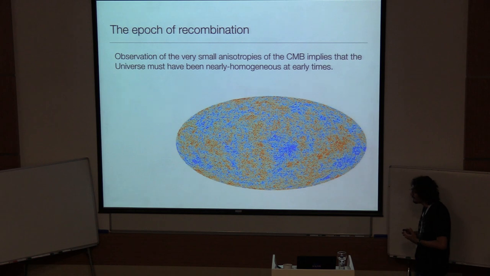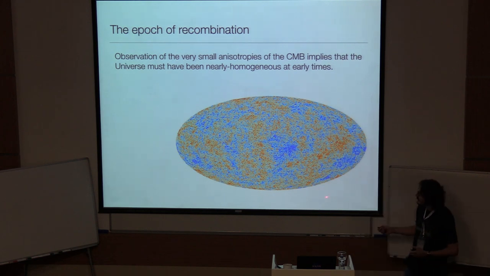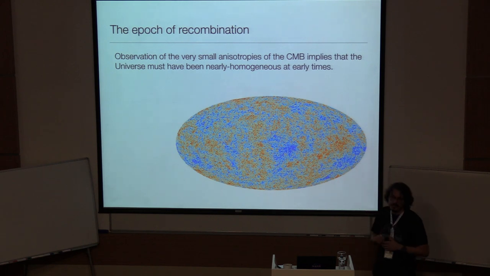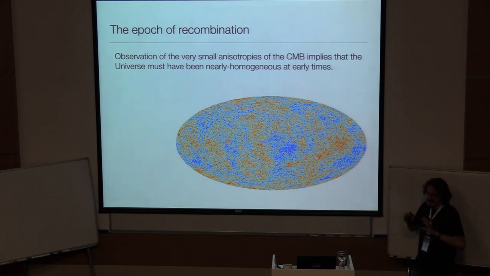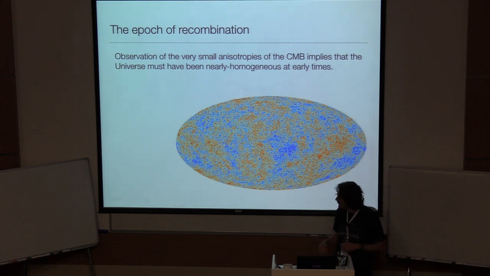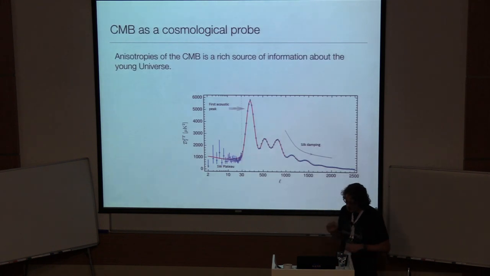We cannot produce them. The only way to produce them is to have additional structure at the time of recombination. And in order to produce that, you postulate the existence of an additional component called dark matter that starts growing its structure prior to the epoch of recombination. So you see the idea. There is an additional component that must exist in order for our universe to grow enough structure by today. That's the key point, and hopefully it will become more clear towards the end of the lecture. So this is more like an introduction.